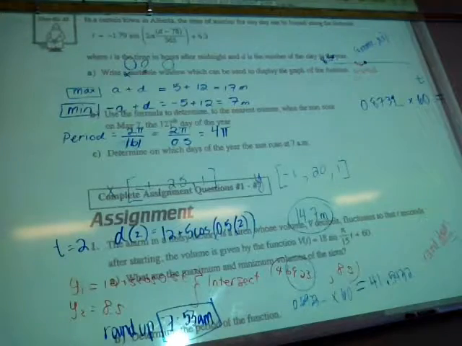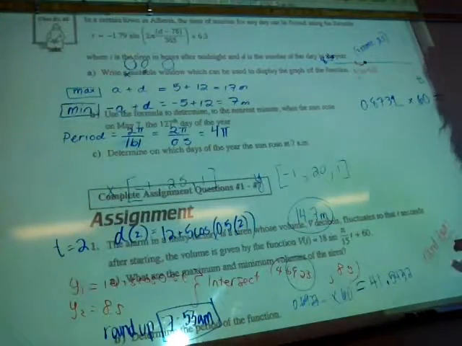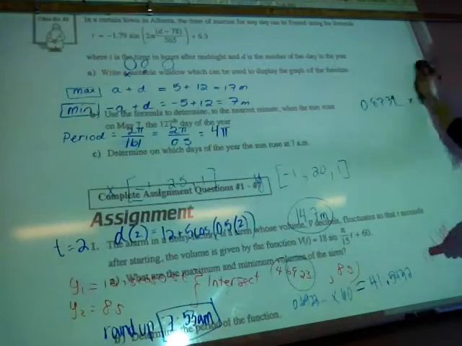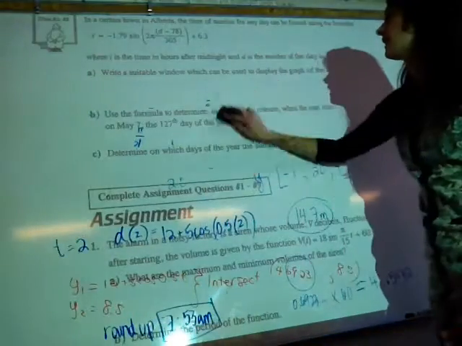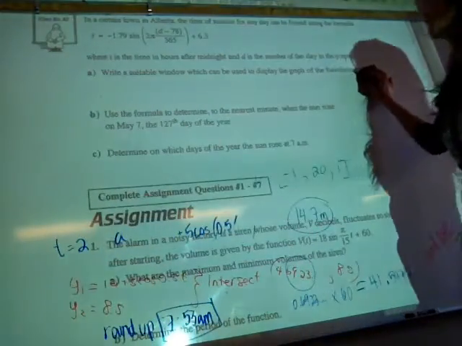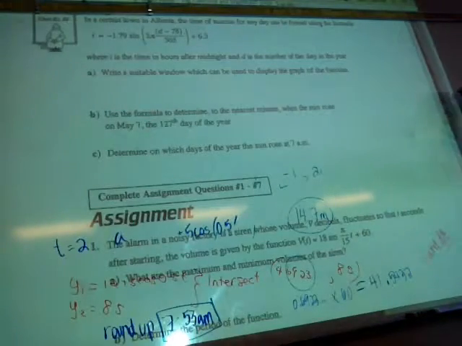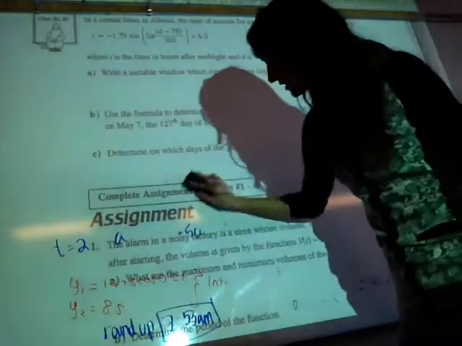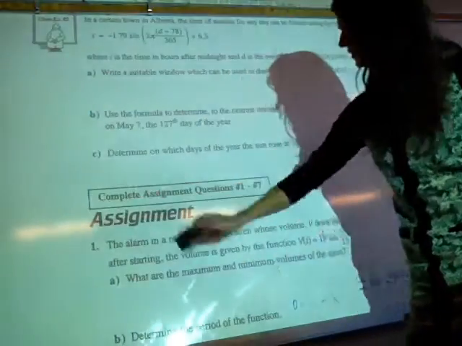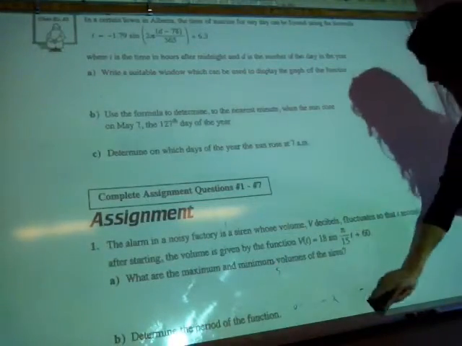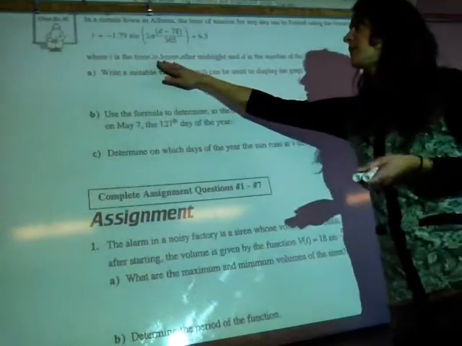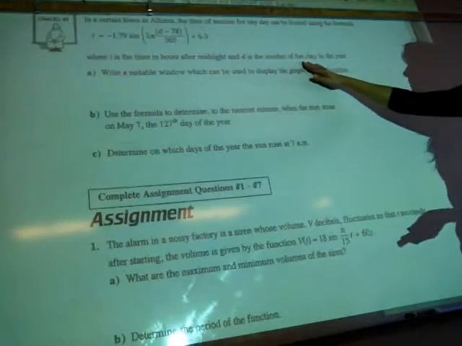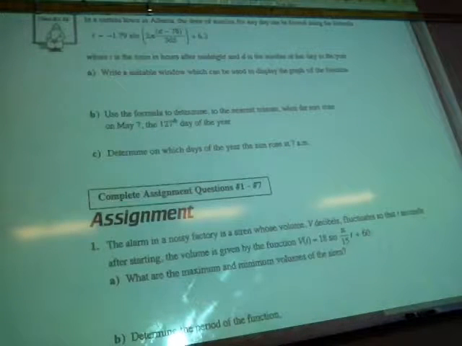With these types of questions, you really have to think about the scenario for when you're going to be rounding up and when you're going to be rounding down. In this next question, we're looking at a certain town in Alberta and the time of sunrise for that town, for any day in the year. The equation's given to us, and we just have to make a few interpretations from that equation. Just erase this all first. Within this equation, T is the time in hours after midnight, and D is the number of days in the year. So we need to figure out suitable window settings to display the function.